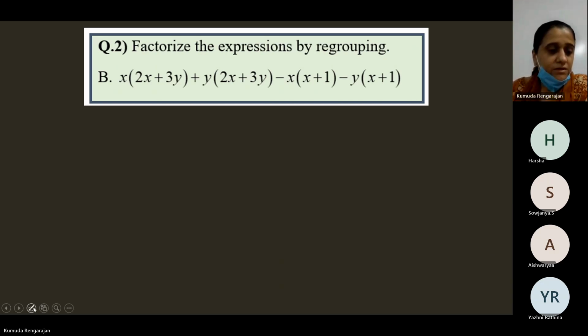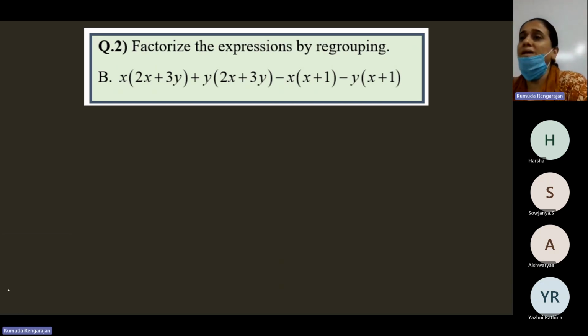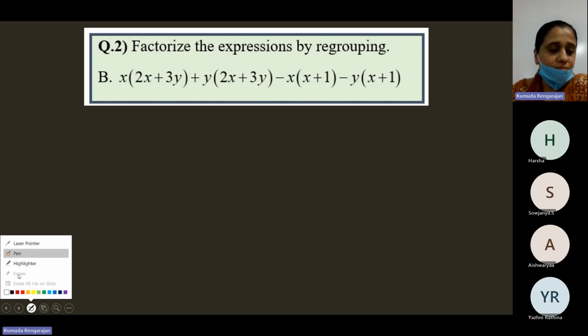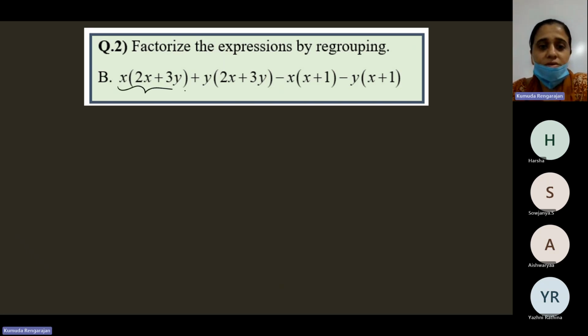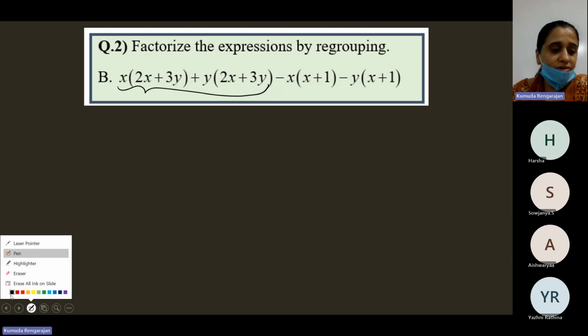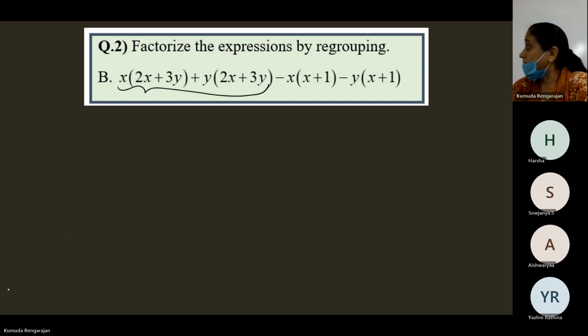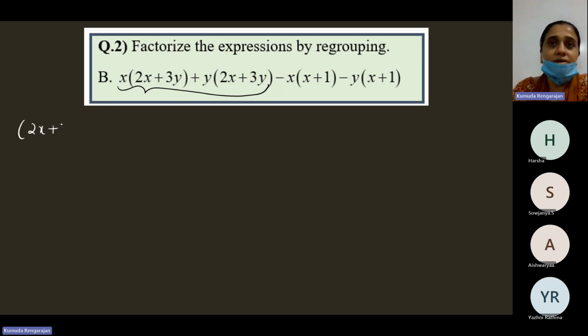See, if you think using the brackets is difficult, we can do it like this also. We'll do it together now. Tell me what's common between the first two terms. All of you look at the board. What's common? Okay, 2x plus 3y is common, right? Then what comes in the bracket? X plus y. This part is understood, right?